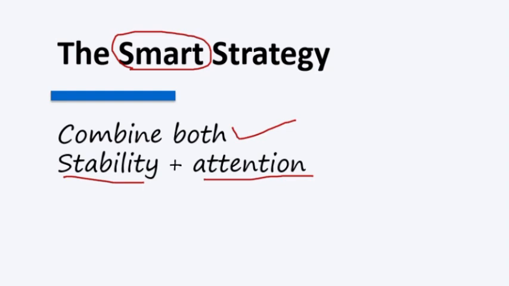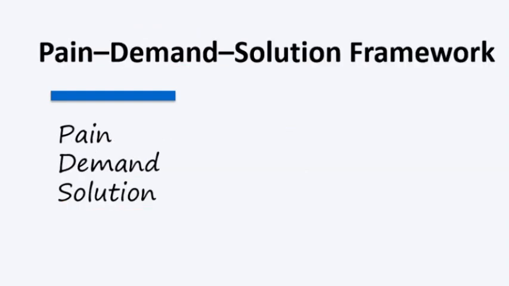So now let's talk about the pain, demand, and solution framework. Let me identify it for you. The pain, the demand, and the solution. What is the pain? The problem you are trying to solve. What is the demand? The existing data that proves that people are already paying for that solution. And what is the solution? Your own unique perspective on solving that problem. With what I have on my talking point here, this is the simplest way to validate any book idea.